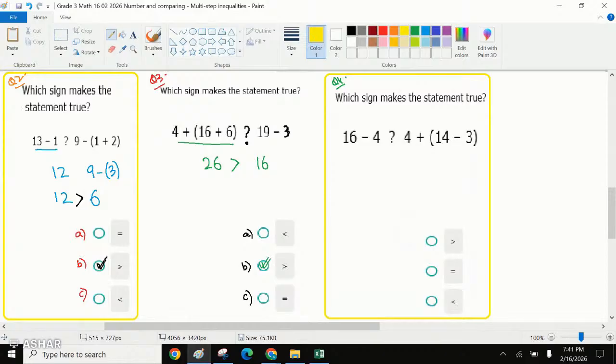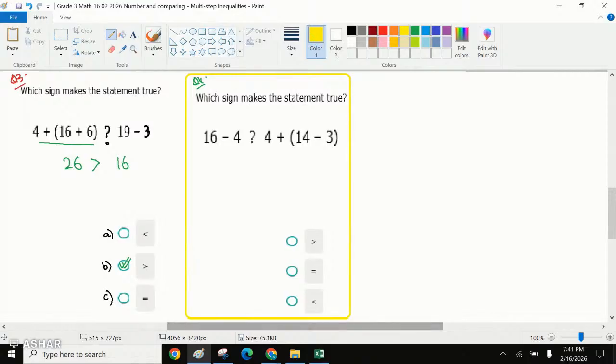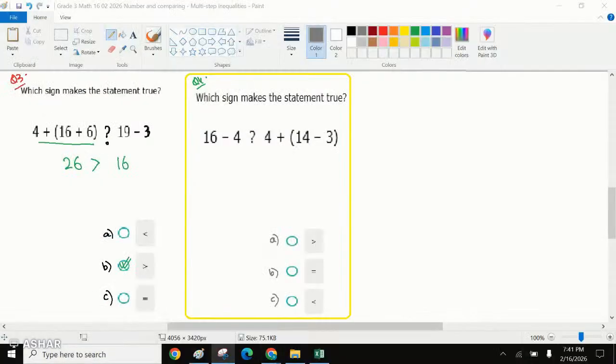Okay. What about this statement? Let's do a few more questions. Don't worry about that. What would be the correct option? A, B, or C? Which sign is correct?